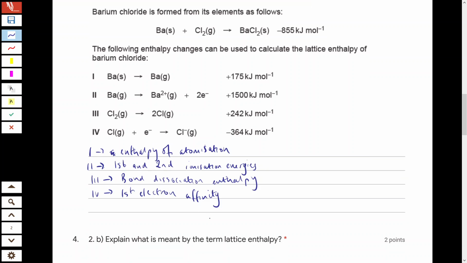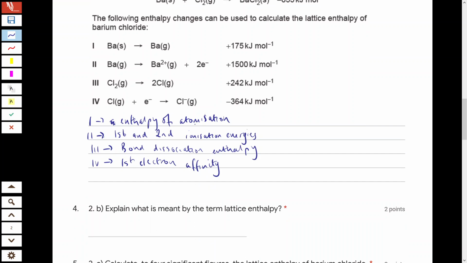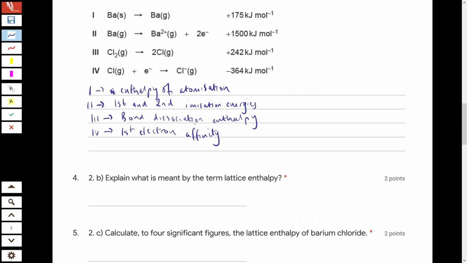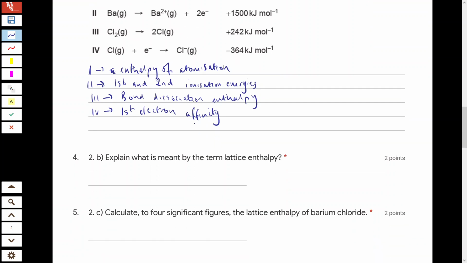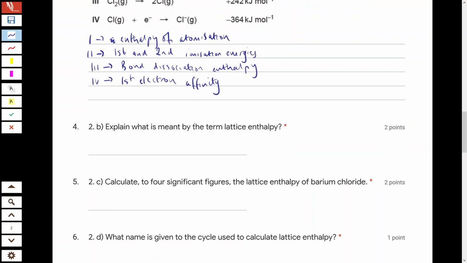Okay, so we've got our energy changes defined now. Now we have to do a wee definition work: explain what's meant by the term lattice enthalpy. A few of you got caught out just by reading your notes wrong. In the first paragraph of the lattice enthalpy notes, it says that lattice enthalpies are specific to ionic lattices. That's true, but it's not a definition, that's just an introductory bit. If you look at the bottom of the first page, you'll see the actual proper definition of lattice enthalpy.